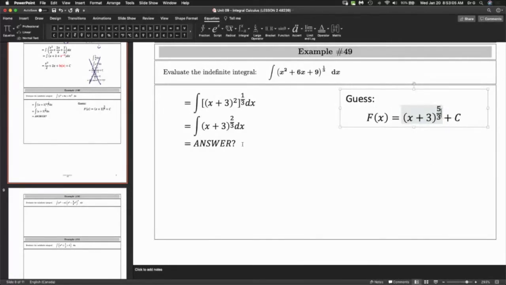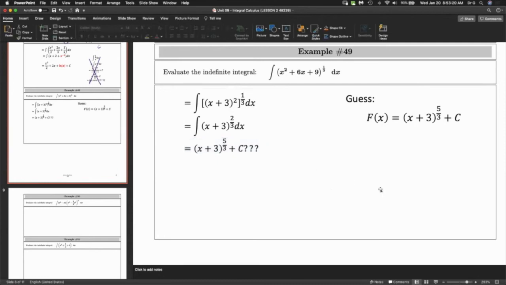I'm guessing the answer. So over here where the answer is, I'm currently guessing that the answer is that. And I'm going to put question marks there because I don't know if that's the answer or not, but it's just a guess. But I mentioned to you last time that this guess is probably going to be really good. So let's take a look at how good the guess is. The way that we confirm the guess is good is we check by taking the derivative.